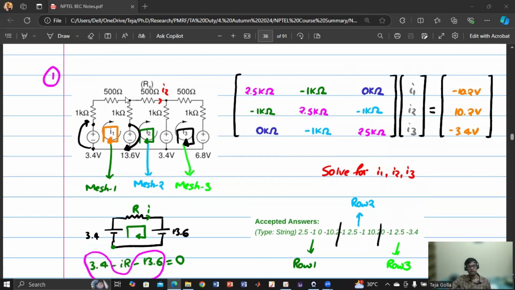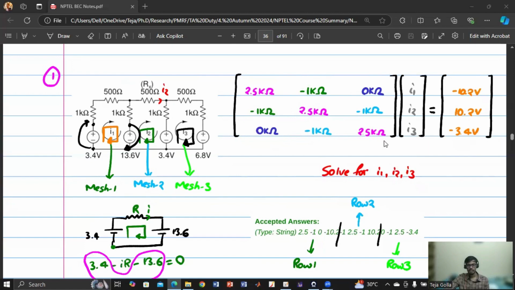So it is plus 3.4 and minus 13.6. That's why I got minus 10.2. In mesh 2, it is plus 13.6 and minus 3.4. So that's why 10.2. In the third mesh, it is plus 3.4 and minus 6.8. It is minus 3.4. So you have to be very careful with these polarities. If you mess up any plus or minus, you will end up getting a wrong answer. So you have to be very careful with these polarities, minus and plus, and you should be very careful while entering this in the box as well.